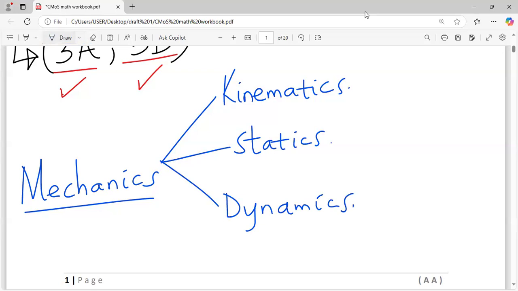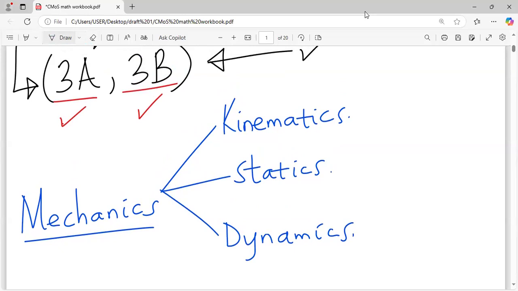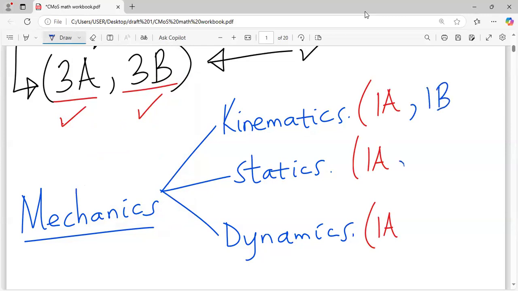Now, following the fact that they set 3 questions of mechanics in each section, and mechanics has 3 divisions, it is very clear that we have a question from kinematics in section A, a question from statics in section A, and a question from dynamics still in section A. Additionally, we have a question from kinematics in section B, a question from statics in section B, and a question from dynamics still in section B. Something like that.